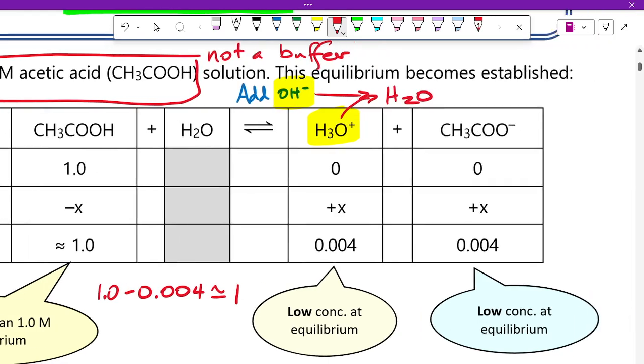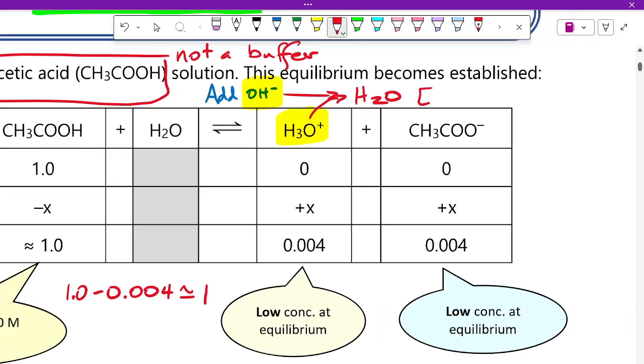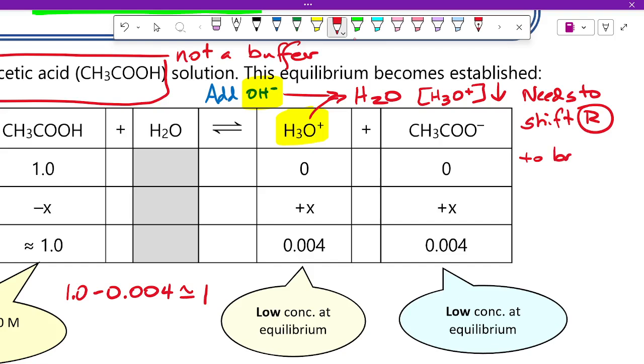And therefore, what happens to our concentration of H3O plus? H3O plus decreases. And if it decreases, which way would the equilibrium need to shift to bring the H3O plus back up? Needs to shift right to bring concentration of H3O plus back up.